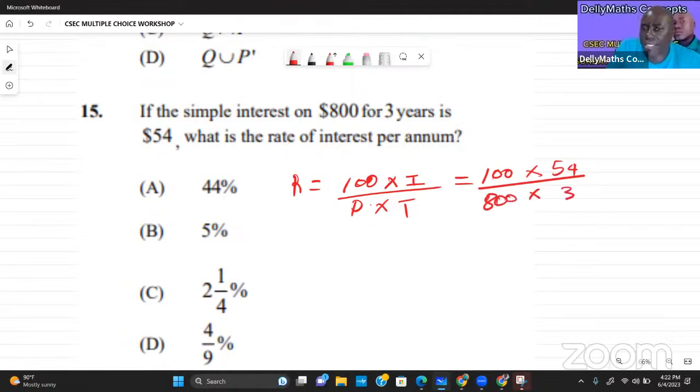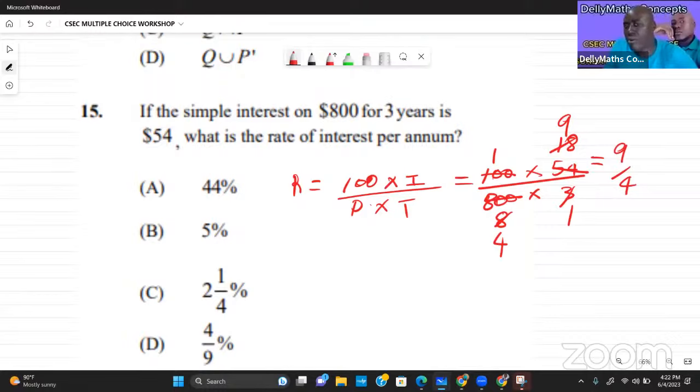You want to apply some canceling. I'm saying 100 into itself 1, 100 into the 800 is 8. We could go further. We could say 3 into itself 1, 3 into 54, that's 18. And we could go further again. We could say 2 into the 8 is 4, 2 into the 18 is 9. And if you look, I'm simply left with 9 over 4.